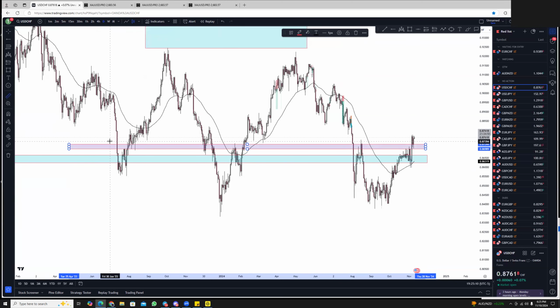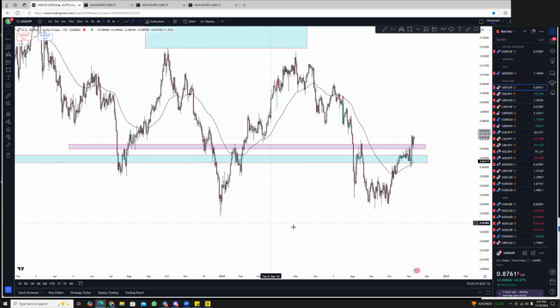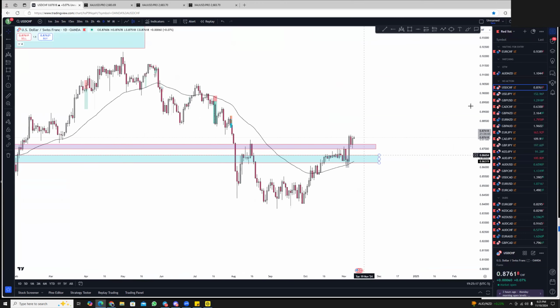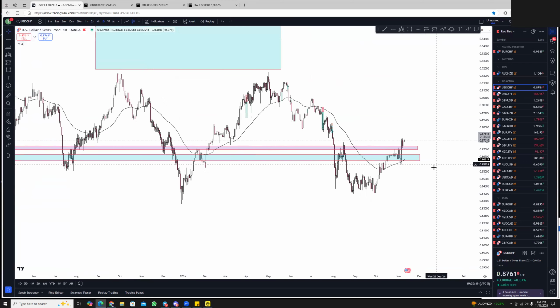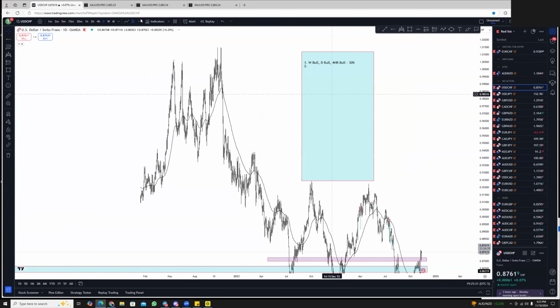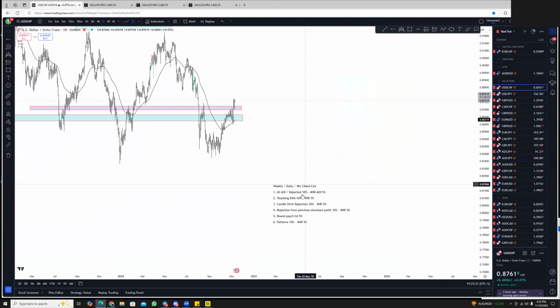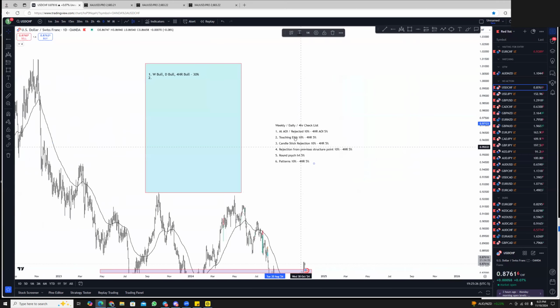And then we gotta double check, is it too big? Nope, 23 pips. That's beautiful. So we have a rejection off our daily area of interest. So now let's go back. Let's get our cheat sheet right here. Here's our cheat sheet.